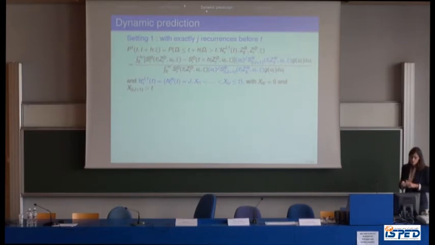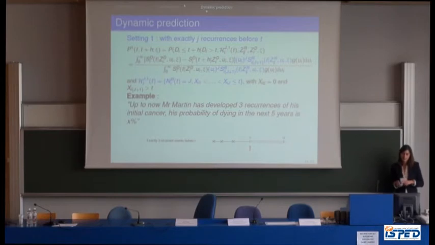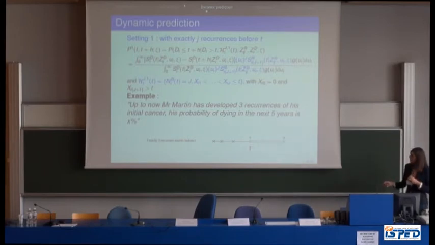So when we write the expression of the prediction, we obtain that this prediction depends on the random effect with the power of using the number of recurrent events and the survival function for the J+1 recurrent event. As an example, we can say that up to now, Mr. Martin has developed 3 recurrences of his initial cancer. So we are here and we want to make the prediction in the next 5 years. So we can say that in the next 5 years, given his history, he is going to have X% of deaths.